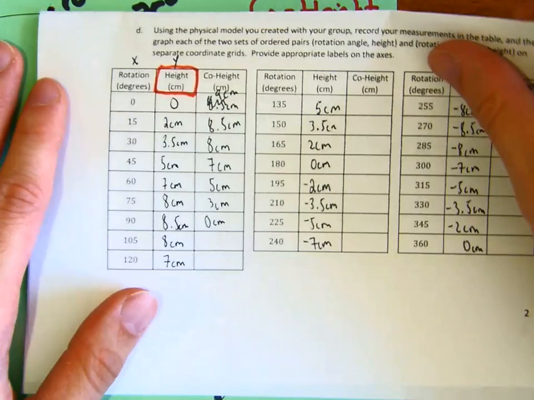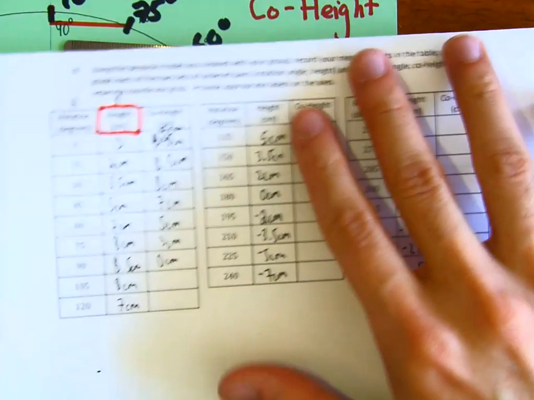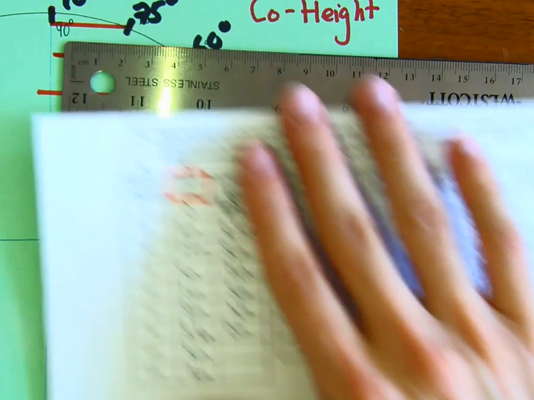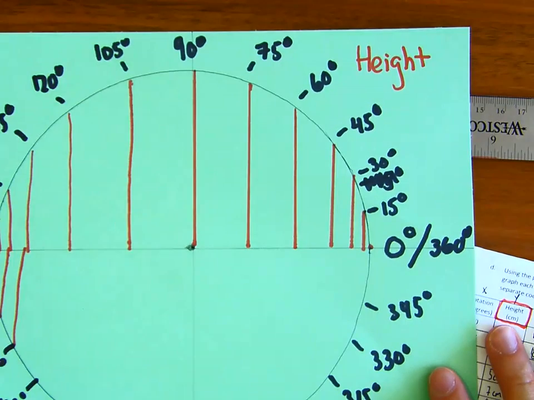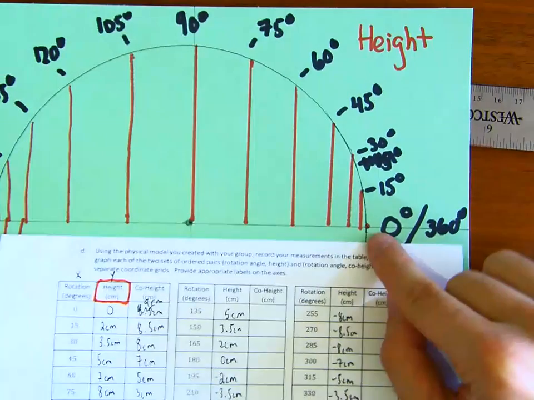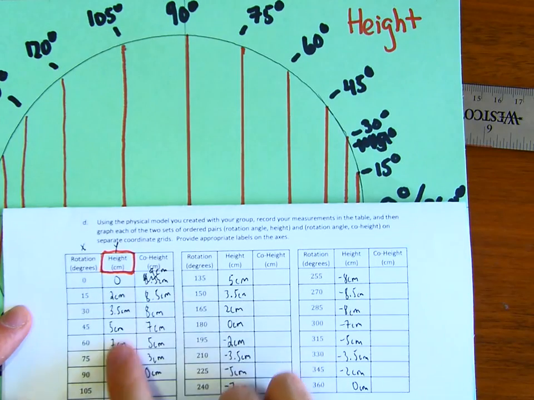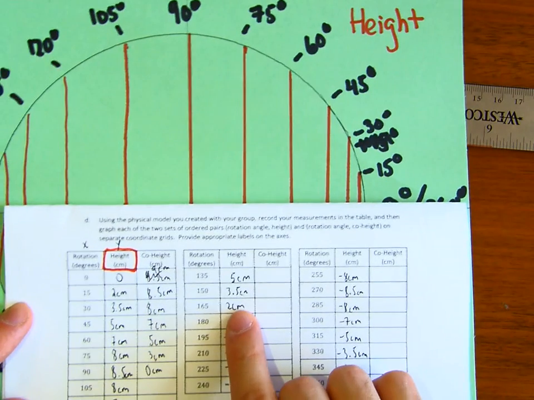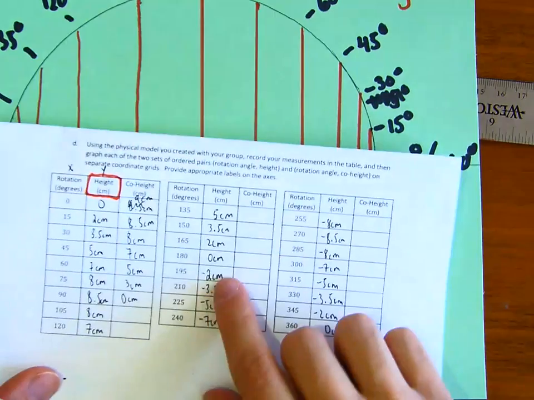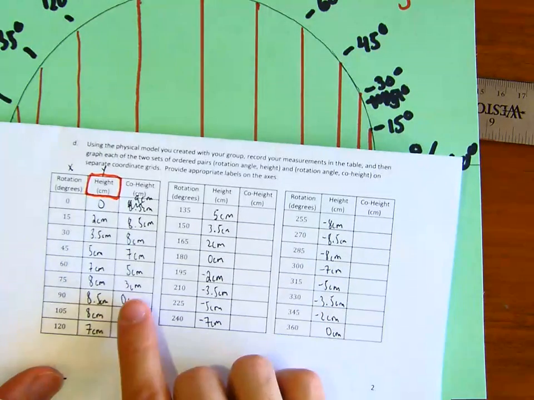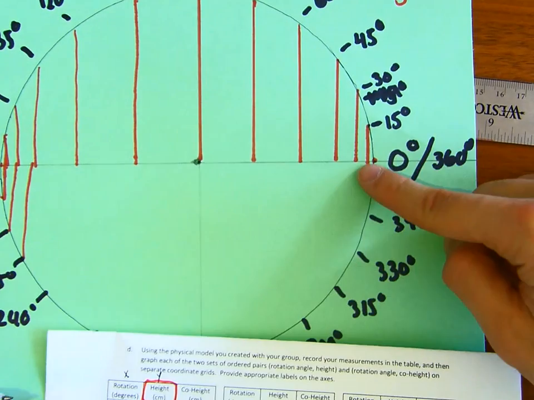Okay? Now, one thing we need to review from yesterday. Do you remember how from yesterday we had the height? Let's take a look over here. Remember how we talked about from 0 to 180 degrees, all of our measurements were positive. But then when we went from 180 to 360, the measurements were negative. Try and go back to your notes and see why it was positive from here to here and negative from here to here for the height.